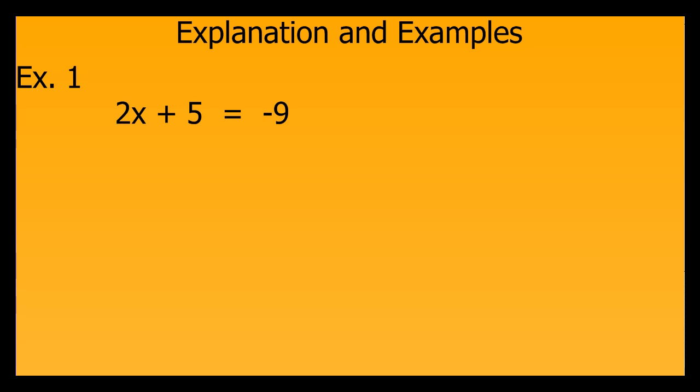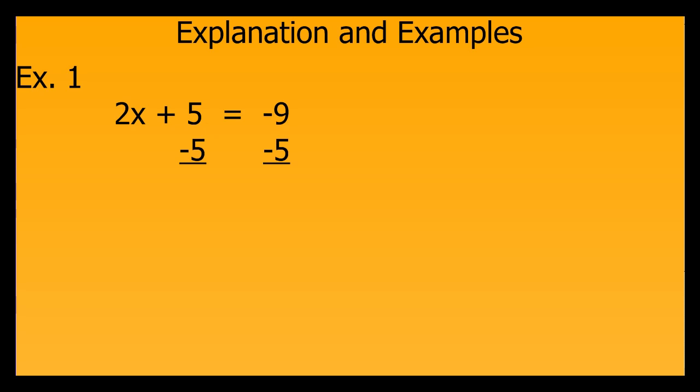So first we determine what's been done to x. In this case, x has been multiplied by 2, and then 5 has been added to it. We want to do the inverse, or opposite operations. So first we want to do the opposite of adding 5, so we're going to subtract 5.